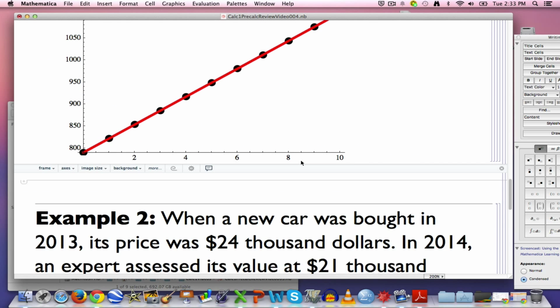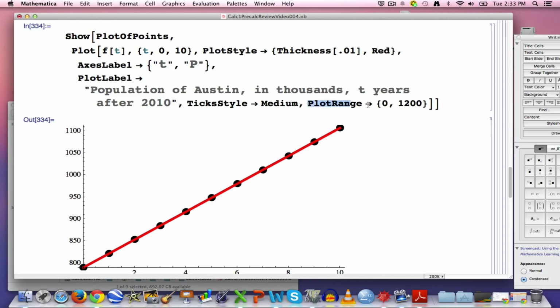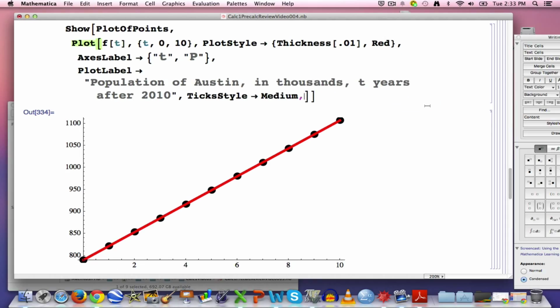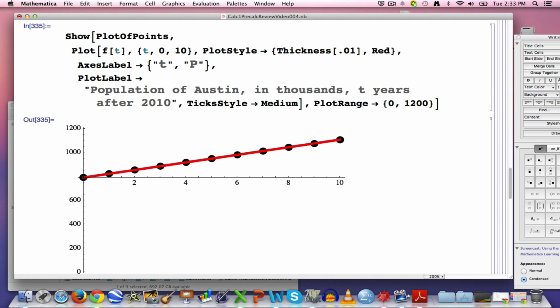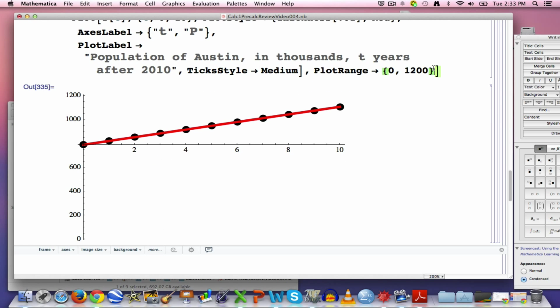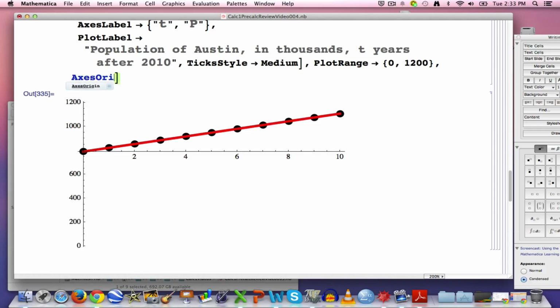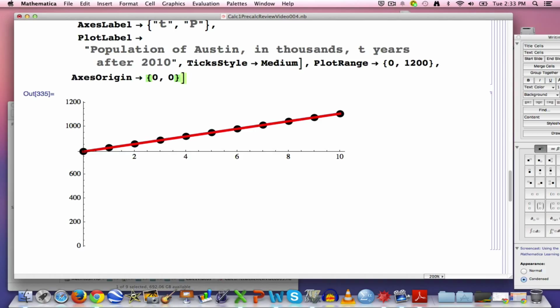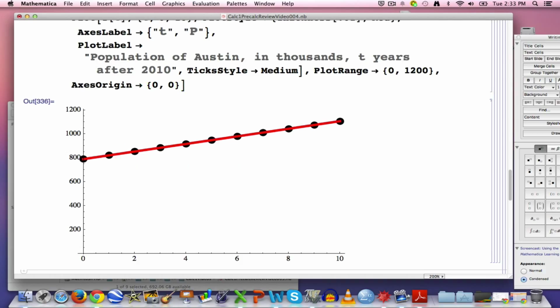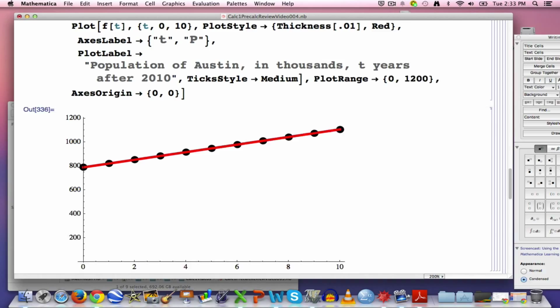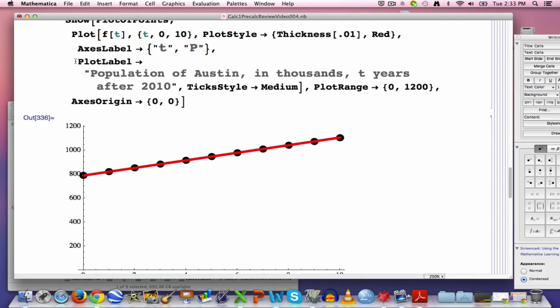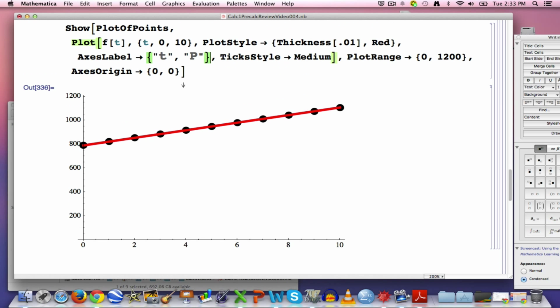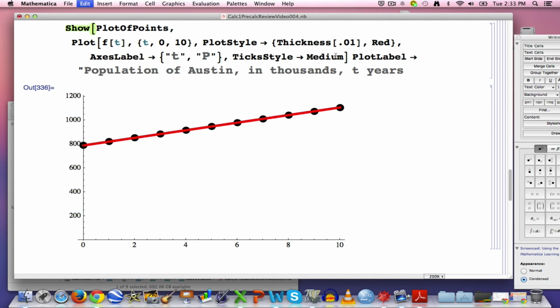There they are, though my plot range went goofy on me. I think if I copy and paste this plot range outside of the plot, but still inside the Show, it will change it perhaps. Oh, but then it put the origin in the wrong spot. Sometimes this is unpredictable to me what's going to happen, but it can be fixed. AxesOrigin arrow {0, 0}, we'll put the origin at 0, 0. Okay, so there's lots of different things. I see it did get rid of the plot label as well. Alright, I'll put that outside of the plot, but still inside the Show.